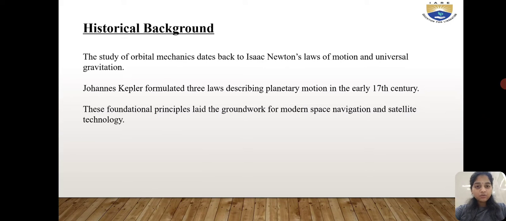Historical background. The study of orbital mechanics dates back to Isaac Newton's law of motion and universal gravitation. Johannes Kepler formulated three laws describing planetary motion in the early 17th century. These foundational principles laid the groundwork for modern space navigation and satellite technology.